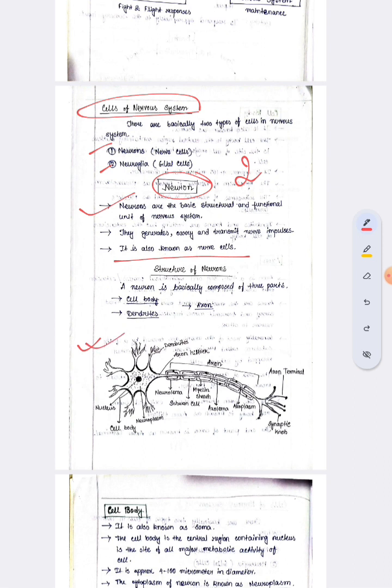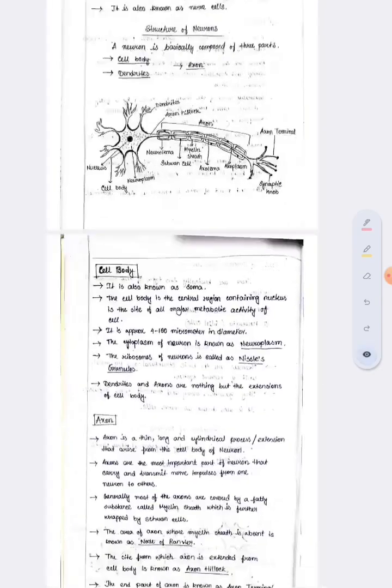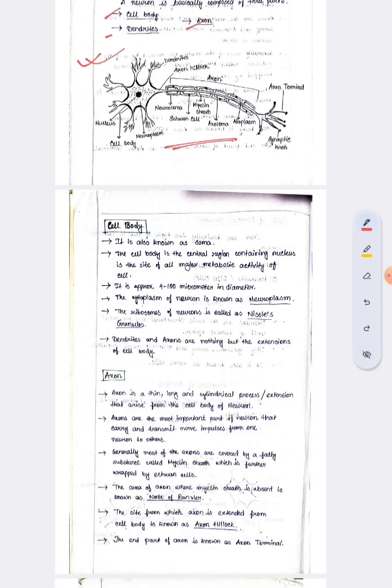We are seeing that this is the diagram of neuron. Neuron mainly comprises three parts: cell body, dendrite, and axon. Now coming to the cell body, it is also known as soma. The cell body is the central region containing the nucleus and is the site of all major metabolic activity of the cell. The cytoplasm of neuron is known as neuroplasm, and the ribosomes of neuron are called Nissl's granules. This is the cell body of neuron.